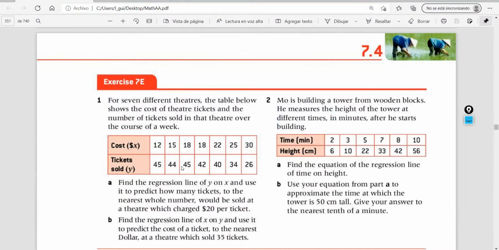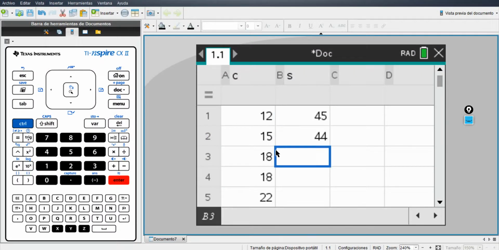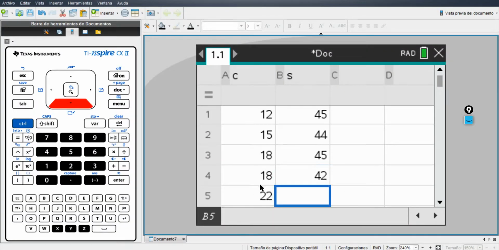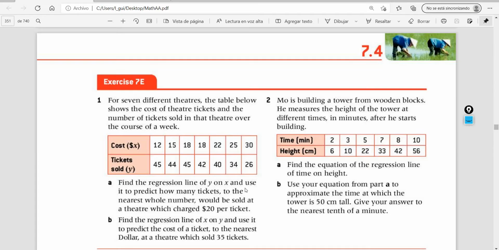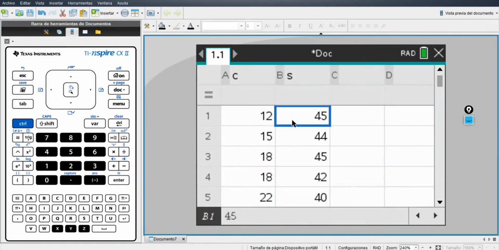Then we have this: 45, 44, 45.2, and 40, 34, 26. Okay, that's it. So this is my data set. Each one of these is an entry in my data set, or a data point, right? This is another one, this is another one, and etc.